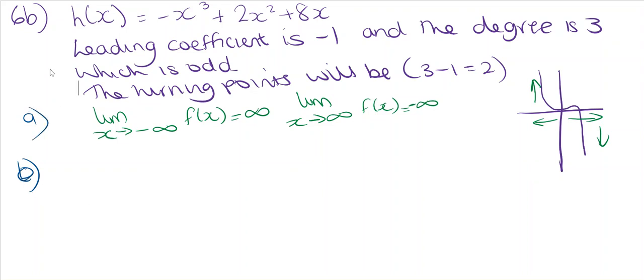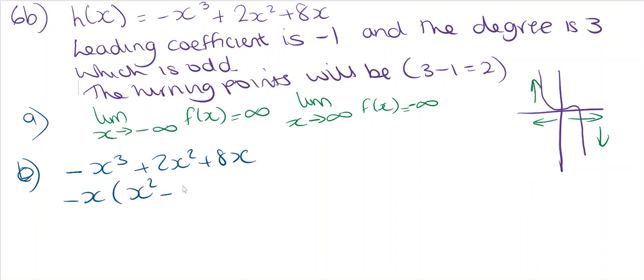So distinct roots. We need to find any roots. We need to say if they are repeating. So we need to factor. So we've got minus, just writing our function again. And we're going to factor by minus x. So this will give us x squared, and this will be minus 2x, and minus 8.